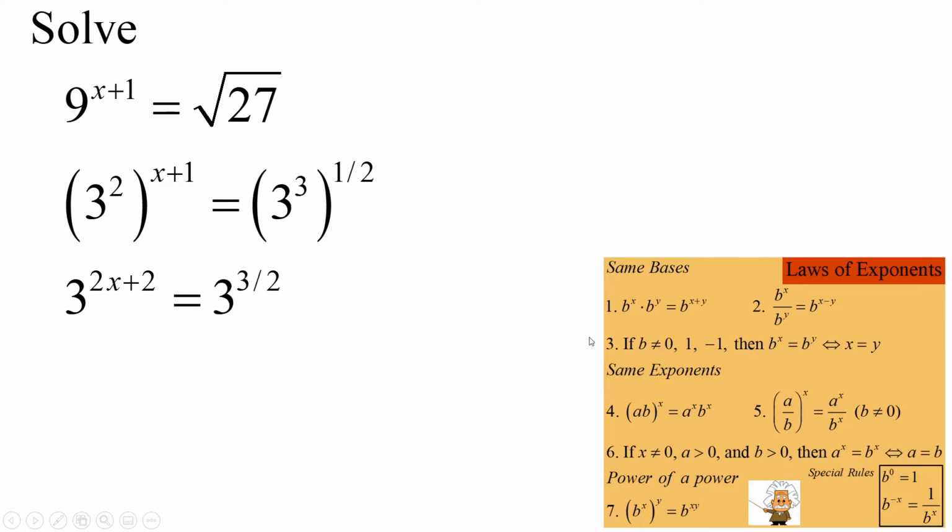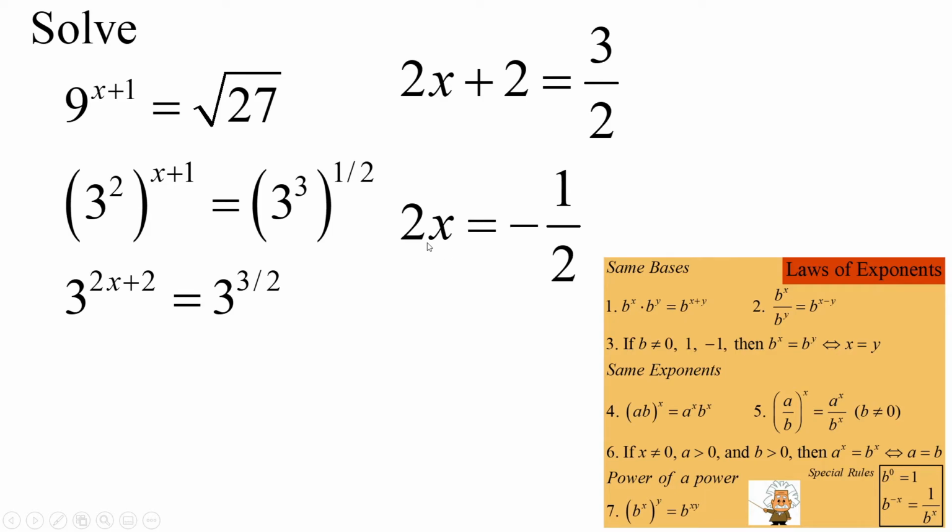And then we're at number 3 again: b to the x equals b to the y if and only if x equals y. So this implies 2x plus 2 would have to equal 3/2. And now solve the simple algebraic equation. Let's subtract 2 from both sides. So 2x equals 3/2 minus 2, which is negative 1/2. And then divide both sides by 2 to get x equals negative 1/4.